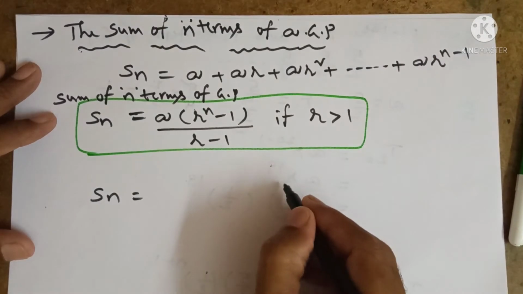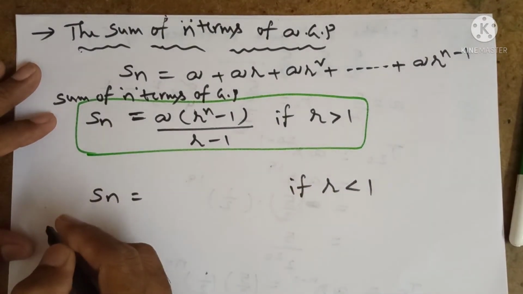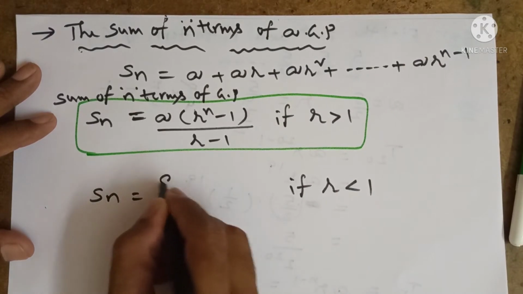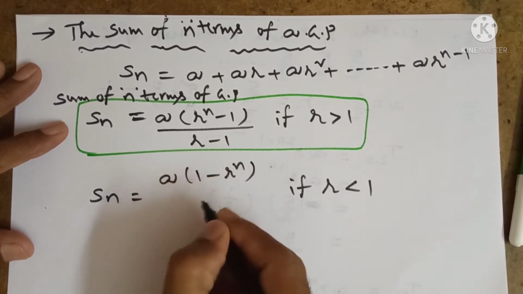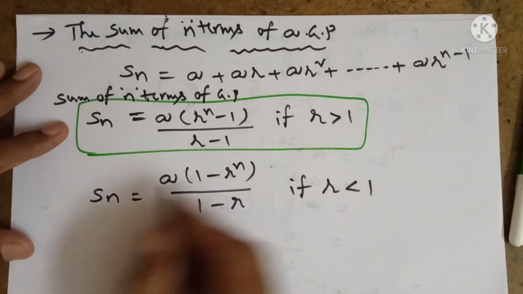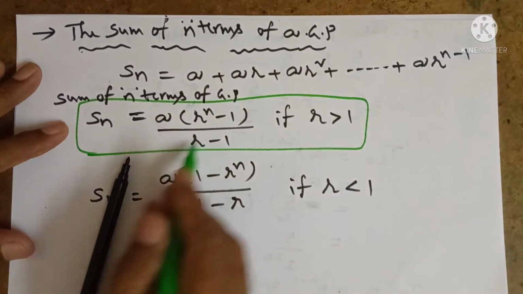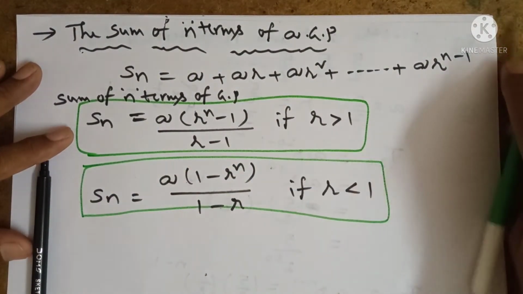Here, suppose if r is less than 1, Sn is a into 1 minus r power n by 1 minus r. This is the formula if r is less than 1.